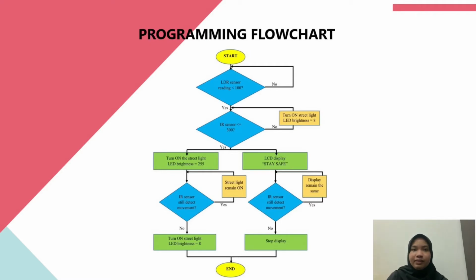If there is no vehicle, the LED value will turn into 8. The LCD display will always turn on if there is a vehicle in both day and night. The LCD will stop the display if there is no vehicle on the road.